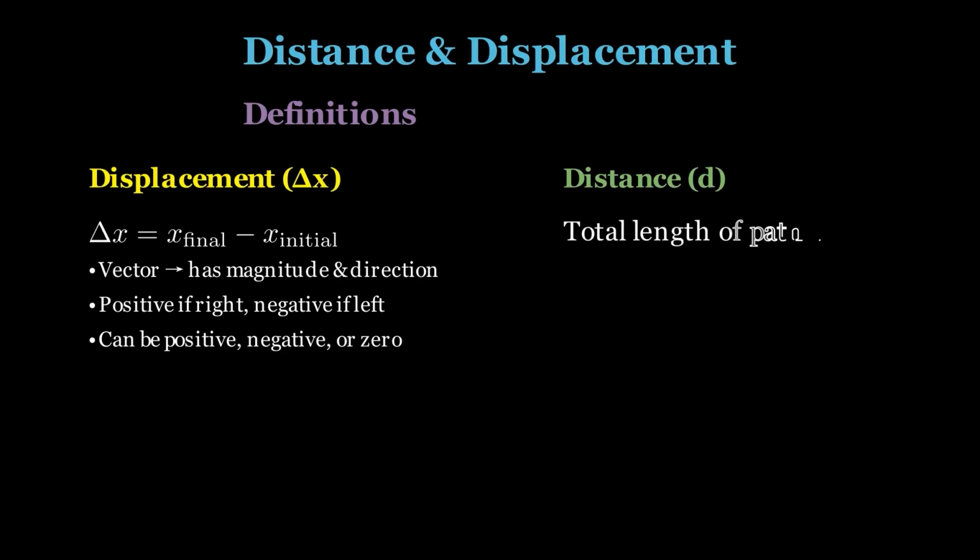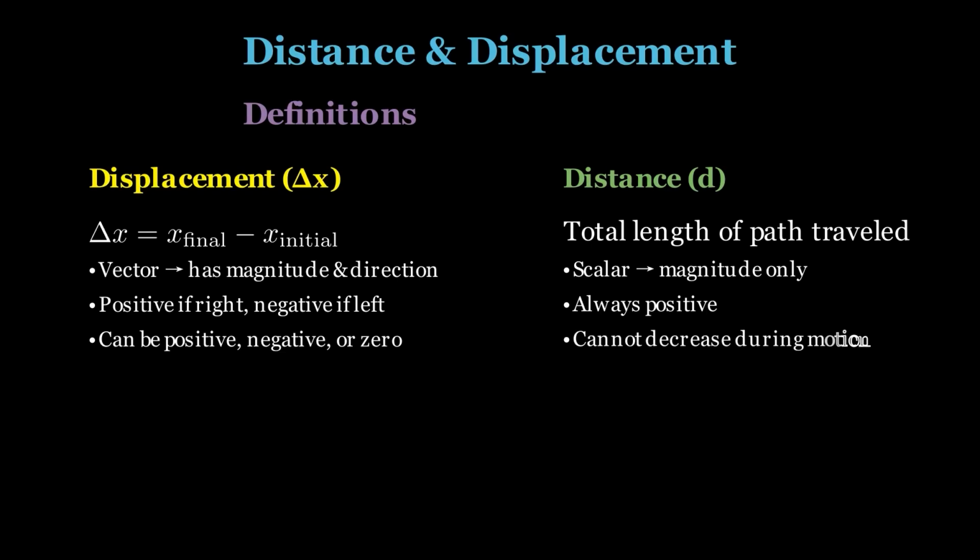Distance, on the other hand, is the total length of the path traveled. It's a scalar quantity, so it doesn't care about direction. It's always positive. Importantly, the magnitude of displacement can never be greater than the distance.